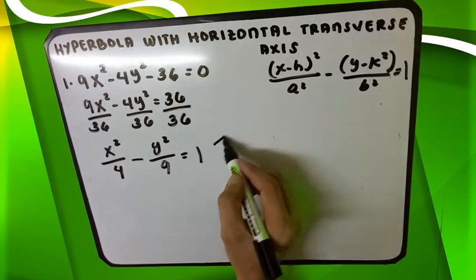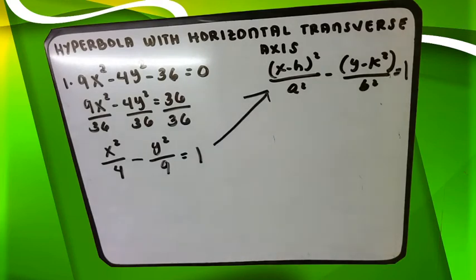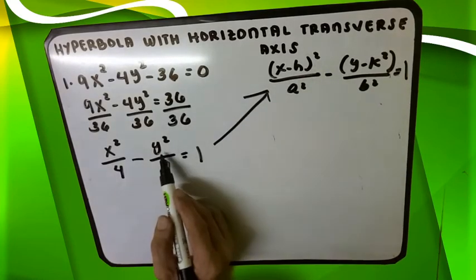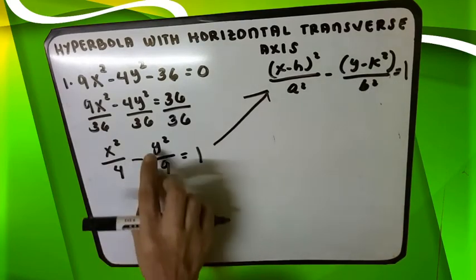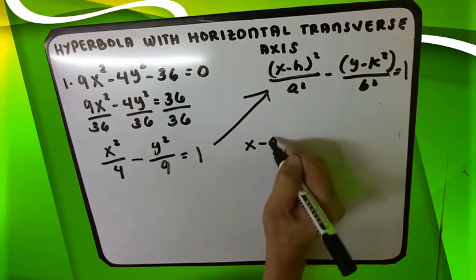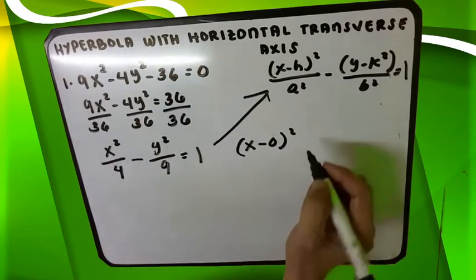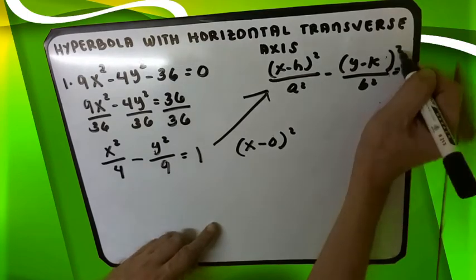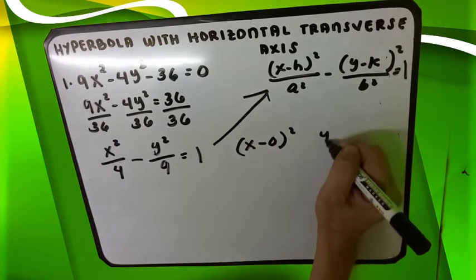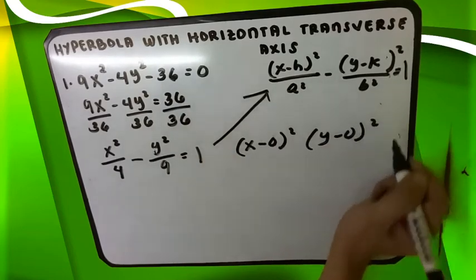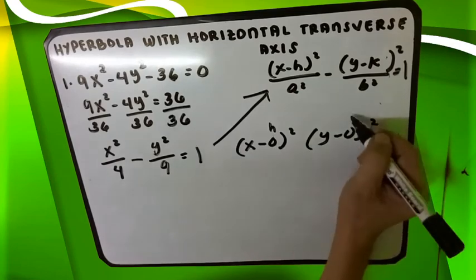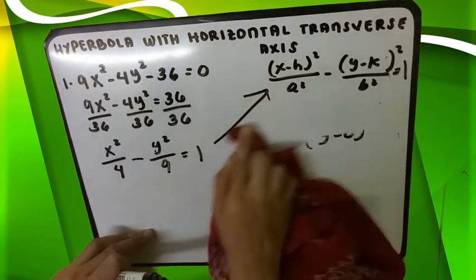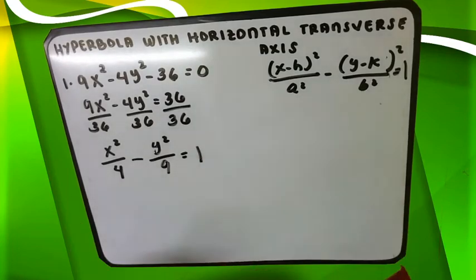So kung mapapansin nyo, nasa ganitong form na siya. Question, bakit x squared lang to instead of x minus h squared? Or y squared lang, bakit hindi y minus k squared? Pwede natin kasi itong i-expand as x minus 0 squared, so ganun din ang kakalabasan. At yung y minus k, pwede natin sabihin na ito yung y minus 0 squared. So it means the value of h is 0 and the value of k is also 0. Since 0 siya, hindi na natin inilagay. So this is already the standard form.